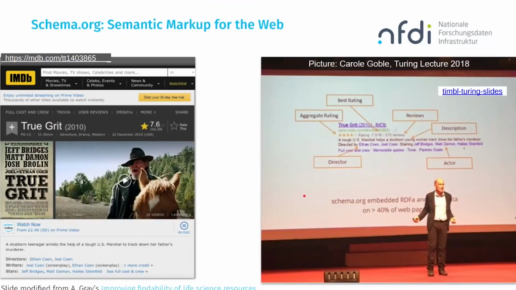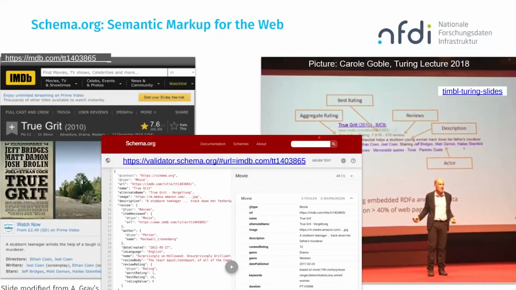So schema.org has been around for a while, and this chap here, Tim Berners-Lee, was one of those pioneering it. And basically, it helps to have machine-readable metadata embedded in the HTML of websites, for example, which can be used by search engines because you can extract that machine-readable metadata, parse that, and then show it in the search results.